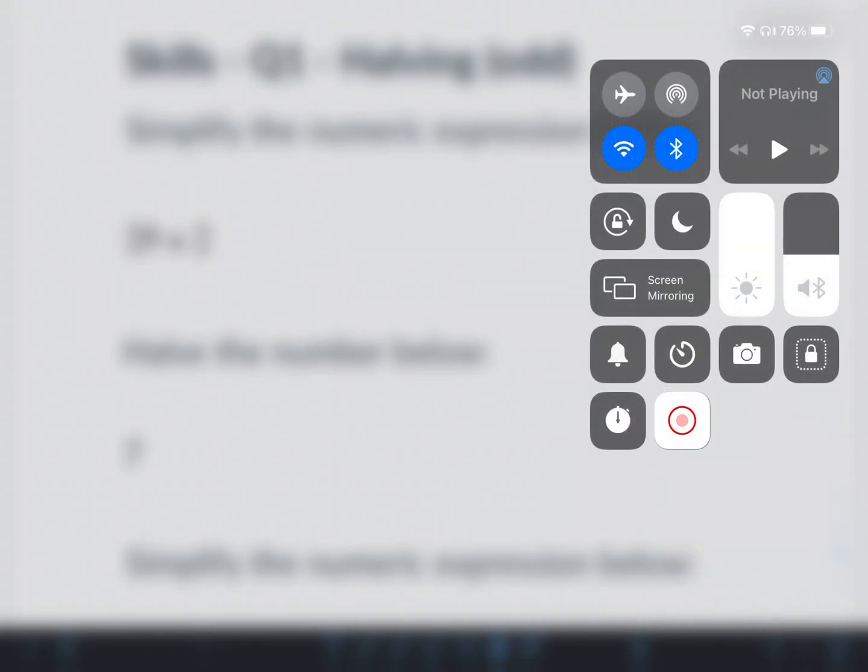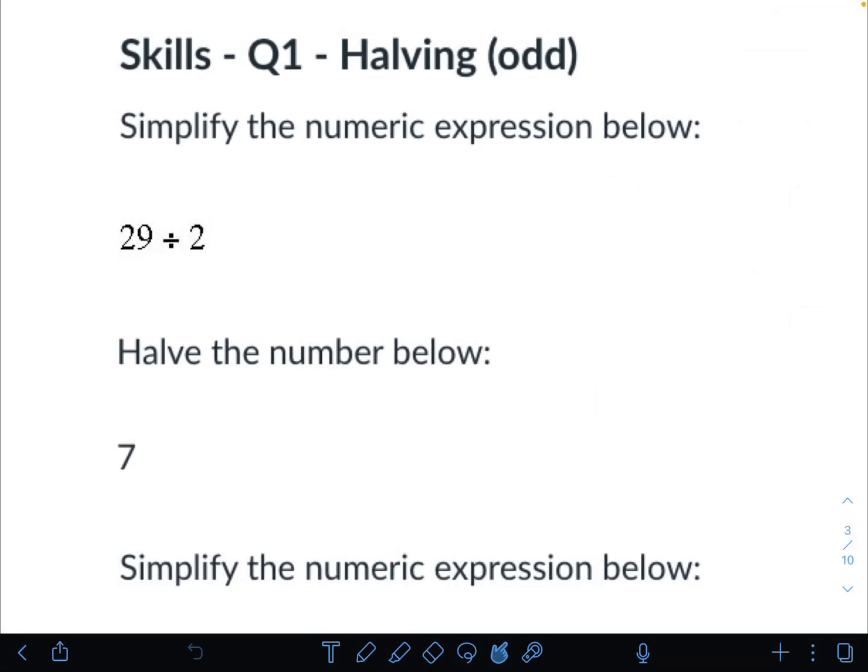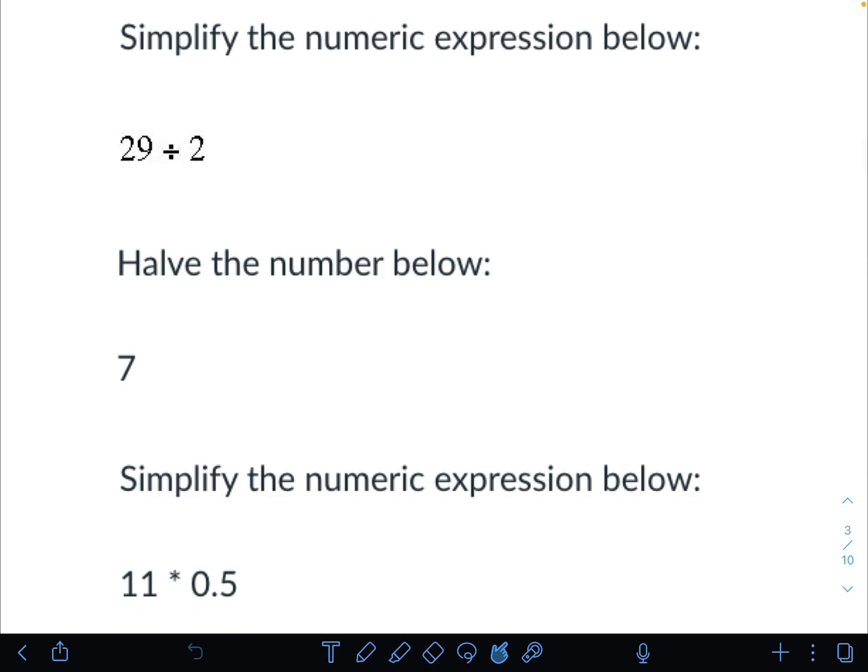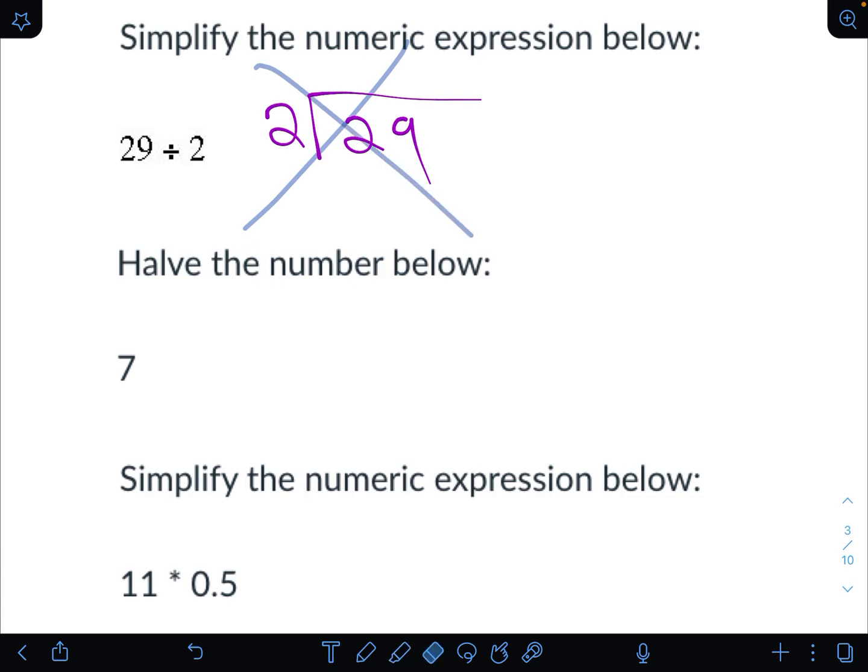Good job. Okay, so now what if we see this? 29 divided by 2, or half of 7, or 11 times 0.5. You may be like, well, Mr. Schneider, the other ones were a lot easier than this. I think this one will give me decimals. Does that mean I need to do long division? No, it does not. You do not have to do that.